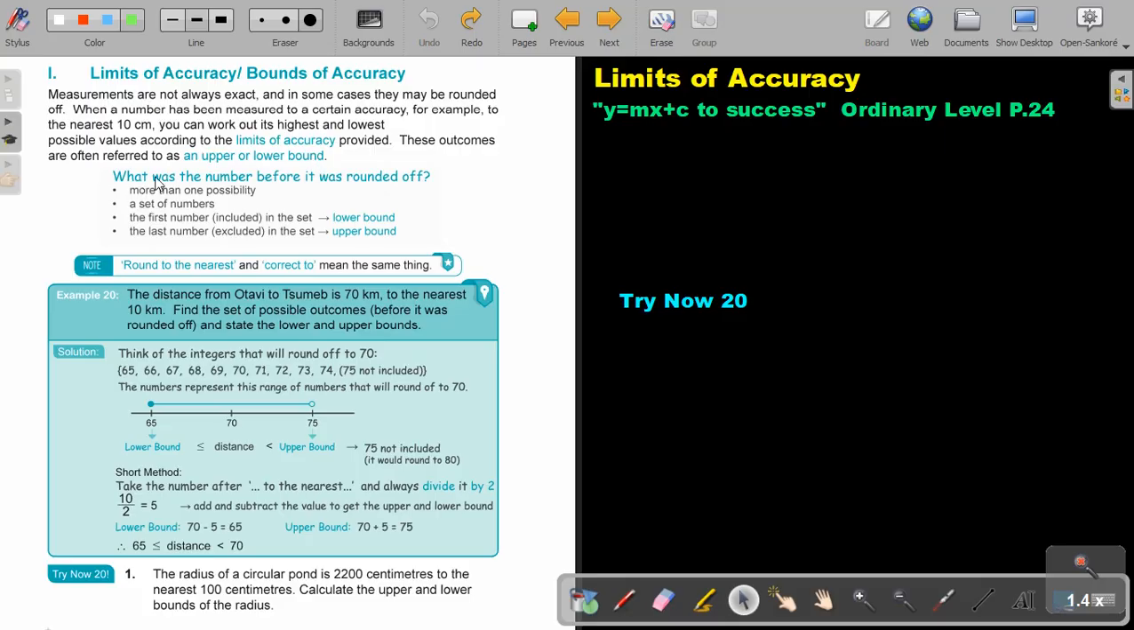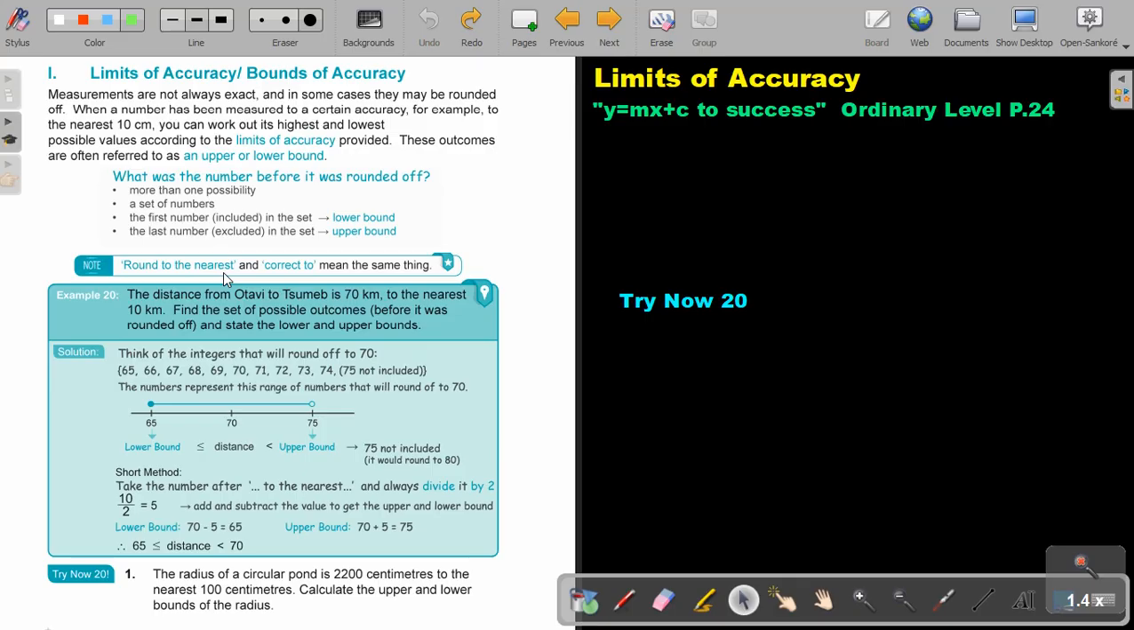Okay. What was the number before it was rounded off? That's actually the question. So there is not only one specific answer. There's more than one possibility. It's a set of numbers. So a few numbers will round to that number. The first number included in the set is then called the lower bound, and the last number in the set is called the upper bound.